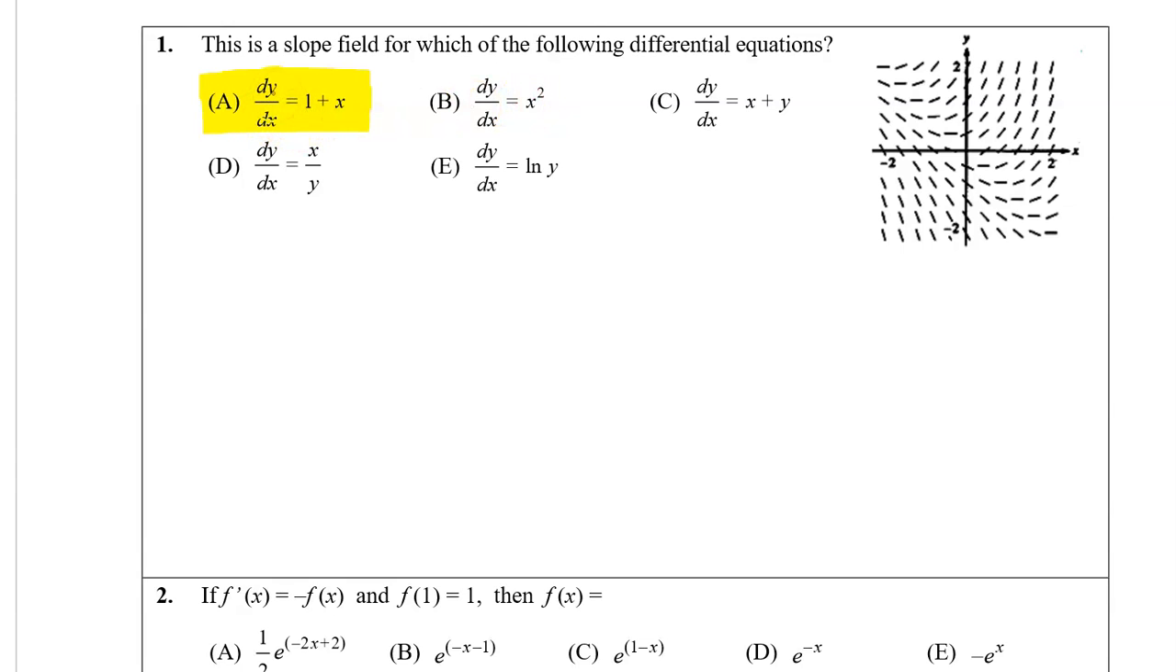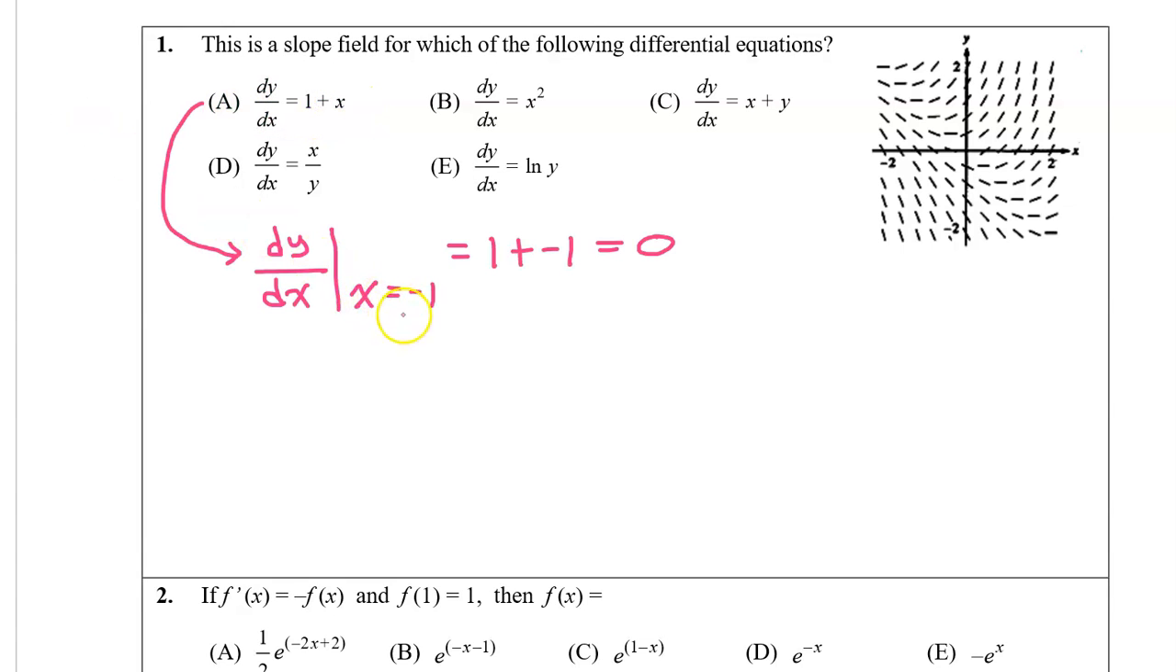For option A, dy/dx is only a function of x. Think about what value of x would cause this to equal 0. When x equals -1, dy/dx is equal to 0. So the slope field for this differential equation should have all horizontal slopes at x equals -1. And that is not what we see, so we can eliminate this as the answer.